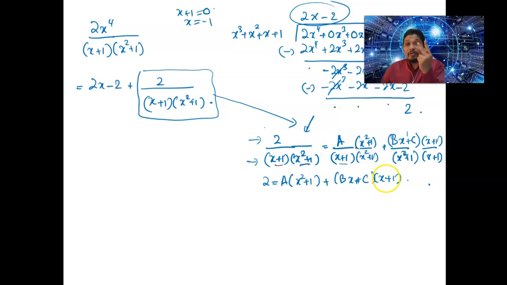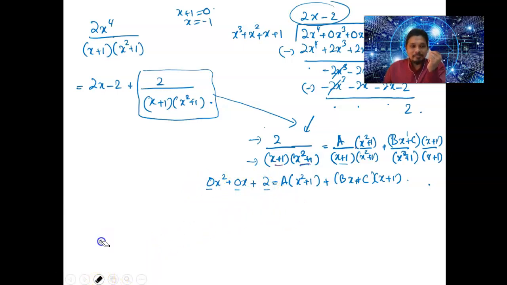There are two different methods, guys and girls. First, we expand everything here and compare with the left side. For example, ax squared plus ax times x, equal to x squared, so we come out with 0x squared plus 0x plus 2. That's the first method: expand everything and compare the coefficients of x squared, x, and the constant with 0, 0, and 2.